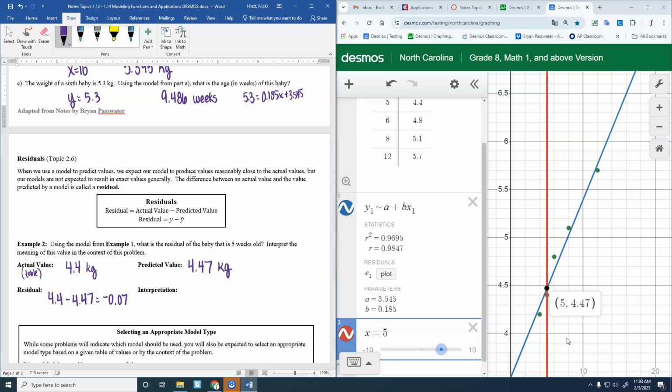So in this case, we're talking about the baby that is 5 weeks old. The baby that is 5 weeks old weighs 0.07 kilograms less than predicted.